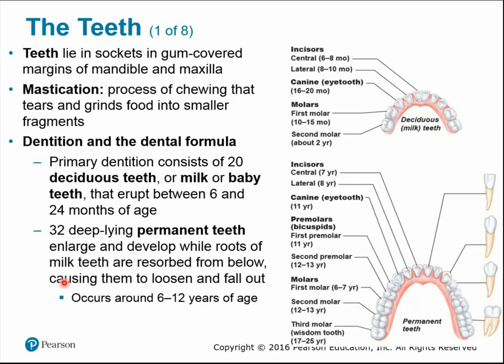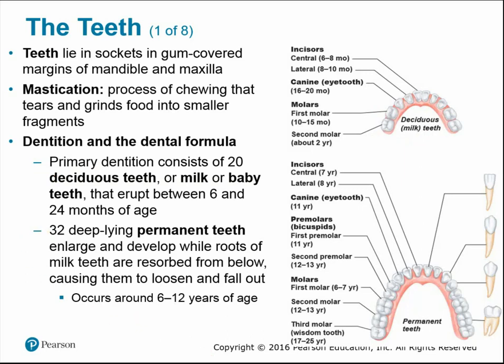The teeth are going to be found in sockets in the gums. Mastication, we said, was the process of chewing. Using the teeth, we're going to tear and grind our food into smaller and smaller fragments. The primary dentition consists of just 20 deciduous teeth, sometimes called the milk or baby teeth. Deciduous just means, think non-permanent, like a deciduous forest is going to shed its leaves every year. These are teeth that we shed in childhood, and later they'll be replaced by the 32 permanent teeth.